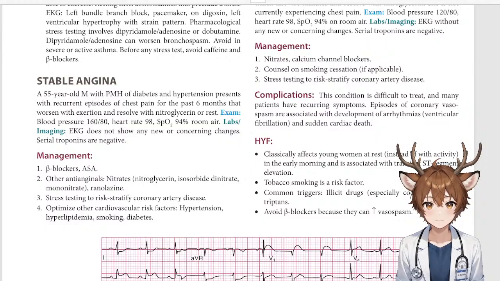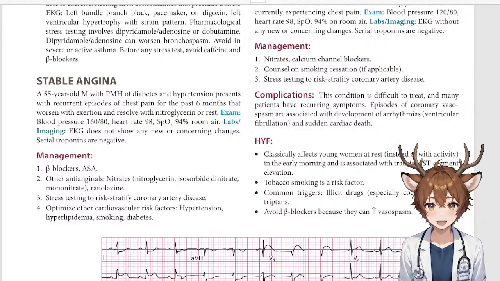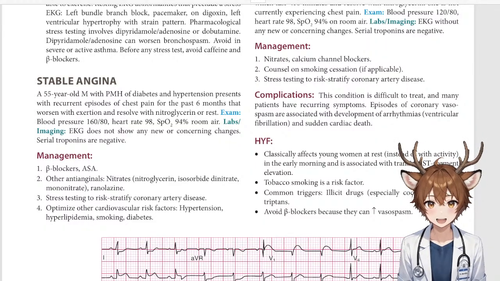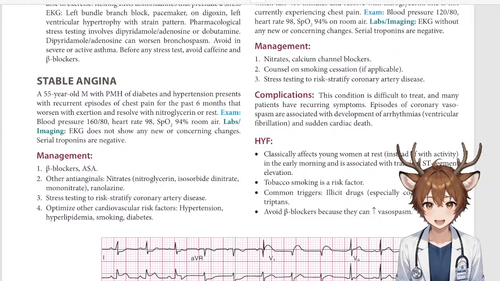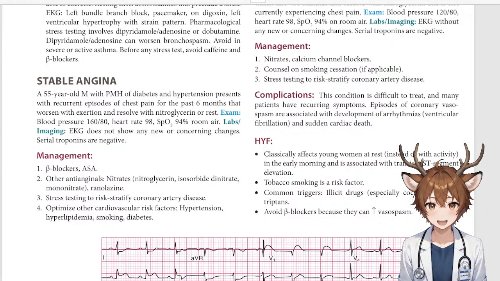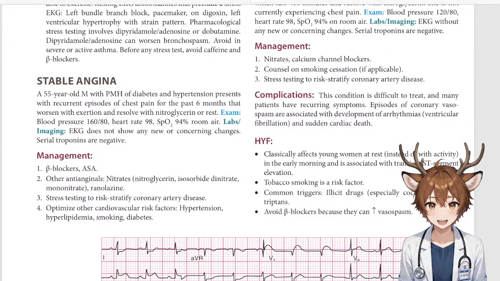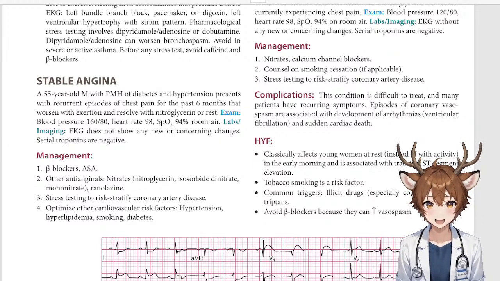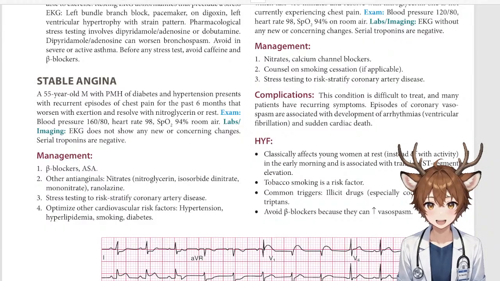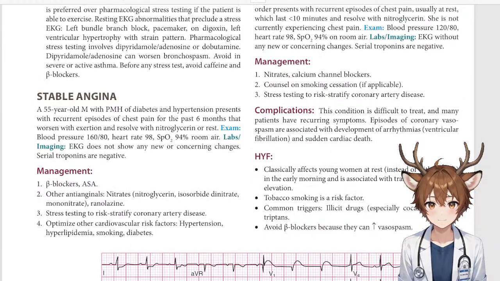Management would be beta blockers and aspirin. Other anti-anginals would be nitrates, nitroglycerin, isosorbide dinitrate, mononitrate, and ranolazine. Stress testing to risk stratify coronary artery disease. Optimize other cardiovascular risk factors: hypertension, hyperlipidemia, smoking, and diabetes.